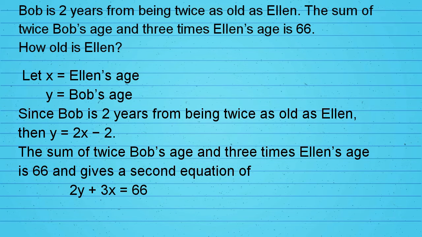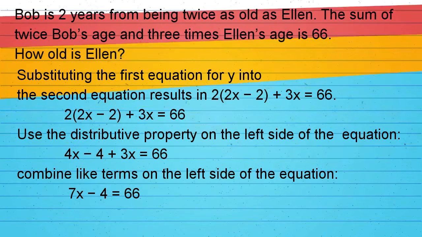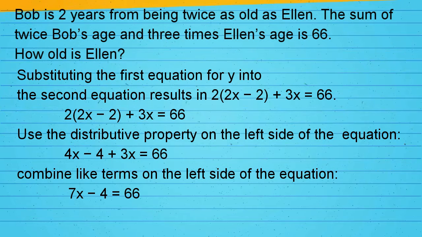The first statement will give us an equation of y is equal to 2x minus 2, while the second one will give us 2y plus 3x equals 66. Substituting the first equation for y into the second equation results in 2 times the quantity of 2x minus 2 plus 3x equals 66. Use the distributive property on the left side of the equation as well as combine like terms on the same side.